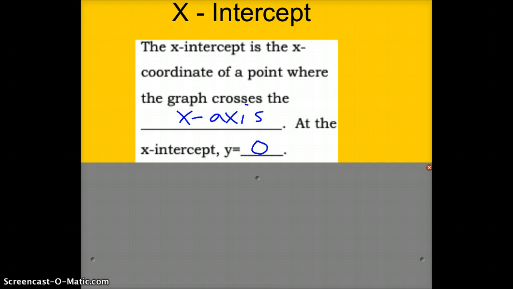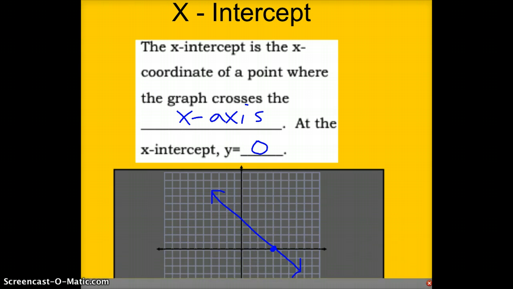Find the part on your notes that says x-intercept. You're going to fill in the notes like they are on the screen. The x-intercept is the x-coordinate of a point where the graph crosses the x-axis. At the x-intercept, y equals 0. If you take a look at this graph, the x-intercept is right here, where the line crosses the x-axis.